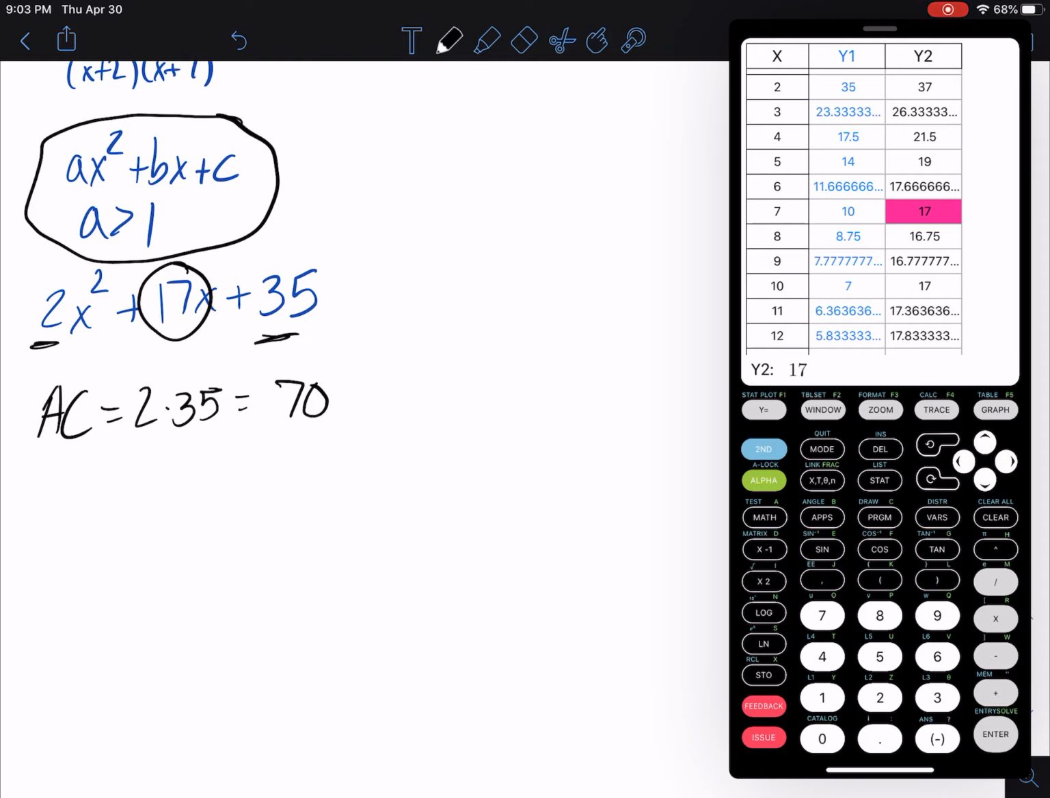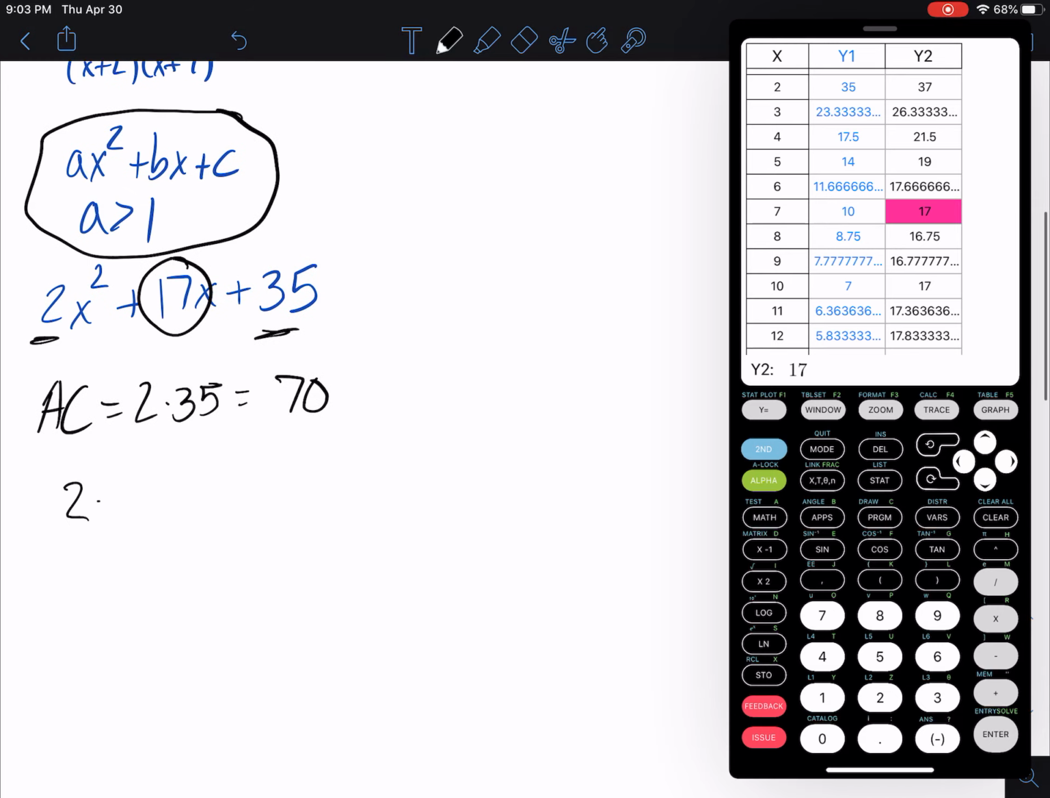Now, that's part 1. Part 1 tells me, well, what can I do with this, right? So what I really am getting here is 2x squared plus 7x plus 10x plus 35. What I've basically done here is split this 17x into a 7x plus a 10x. And that split comes from the fact that I got those two there.